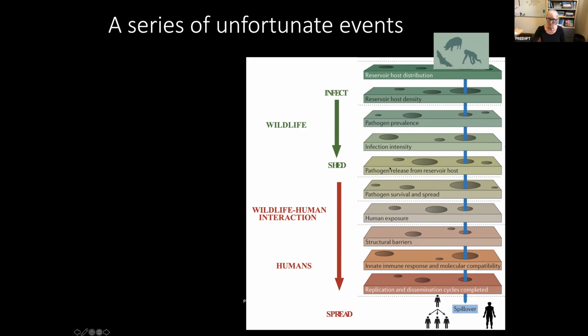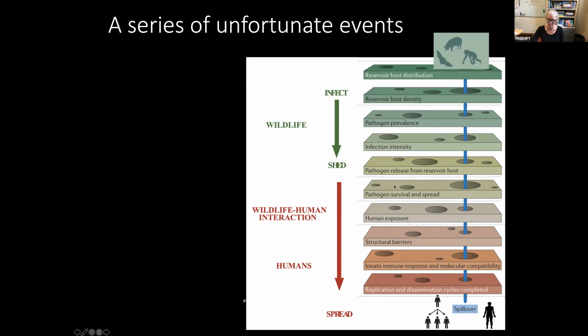That pathogen has to be released from the reservoir host. So for SARS-CoV-2, we know it's released through feces. So bats actually shed the virus in their feces. For Nipah virus and Hendra virus, the bats shed the virus in their urine. For Ebola virus, we actually don't really know how it's shed from bats. The pathogen then has to be able to survive in the environment for long enough for the next host to become exposed. So here I have a human exposure, but it could be a horse for Hendra virus, or it could be a civet cat for SARS-CoV-2.